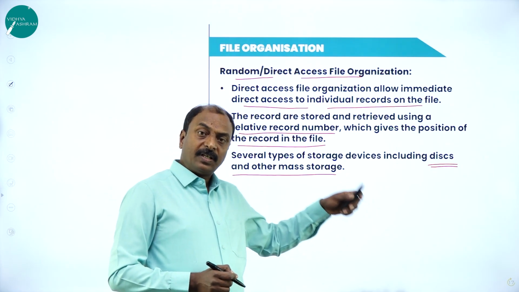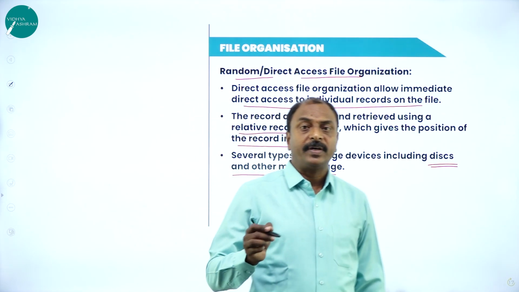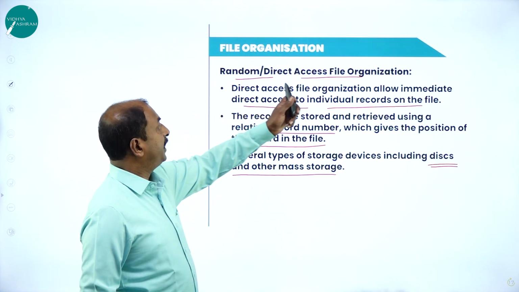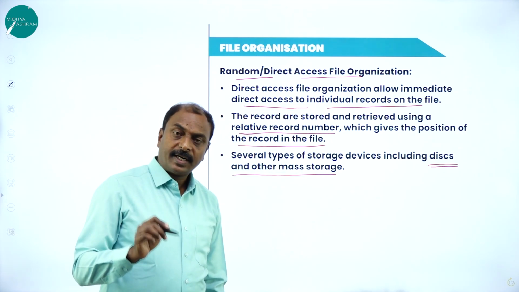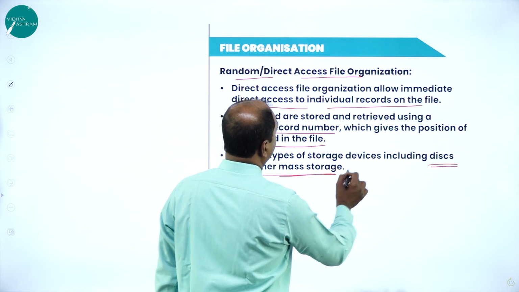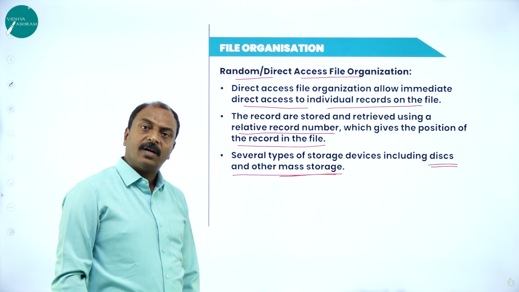But with respect to serial file organization, we have to access all the data in a sequence, one after another. But in random or direct access, a file stored on disk or another mass storage media can be accessed directly. This is direct access file organization.